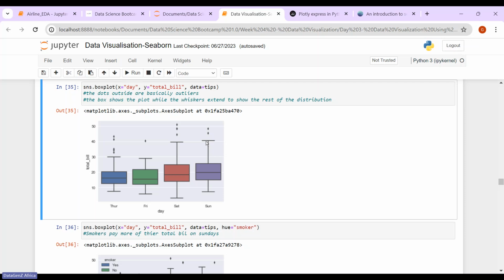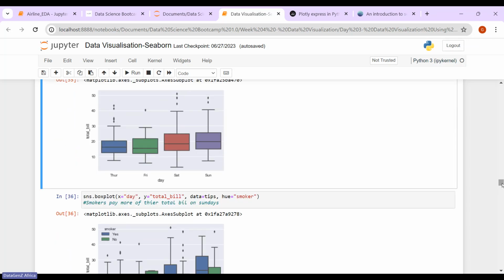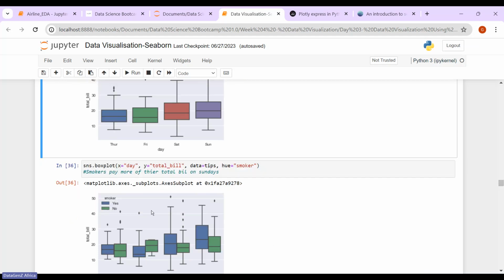Based on your data, on that restaurant data, we have more people coming to that restaurant on Saturday and Sunday. And if you now want to further know who those people are, you can set your hue. With your hue, it gives you more detail about the data. When we set the hue to smokers, you can see that those people are aggregated within Saturday and Sunday. Most of them are smokers. It's interesting. Blue is smoker and green is non-smoker.